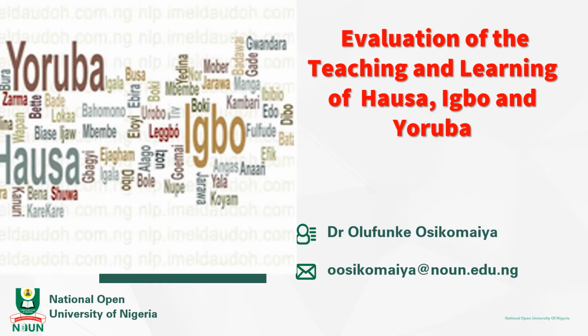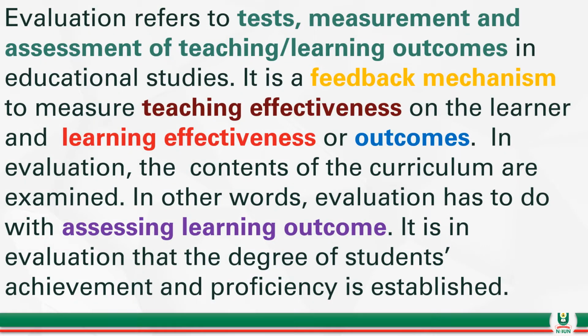Evaluation of the teaching and learning of the three major Nigerian languages. That is, evaluation of the teaching and learning of Hausa language, Igbo language, and Yoruba language. Evaluation refers to tests, measurement, and assessment of teaching and learning outcomes in educational studies. It is a very important feedback mechanism that measures effective teaching on the learners and learning effectiveness or learning outcomes.